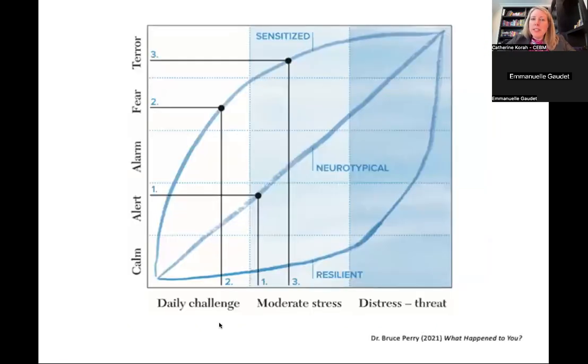Now, I wanted to use this image to help make the distinction in the way that the individual manages stress from a neurotypical person to a neurodiverse person. So on this chart, on the left to right axis, we are looking at the degree of challenge that the child is being confronted with on a daily basis. So we're going from a daily challenge to a moderate level of challenge and stress, to then a situation that is completely distressful and threatening.